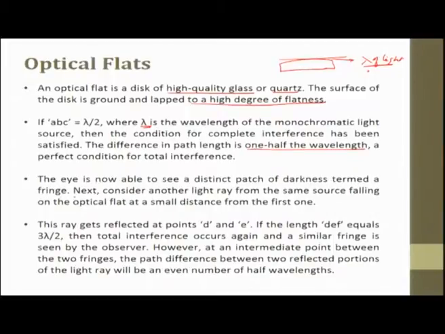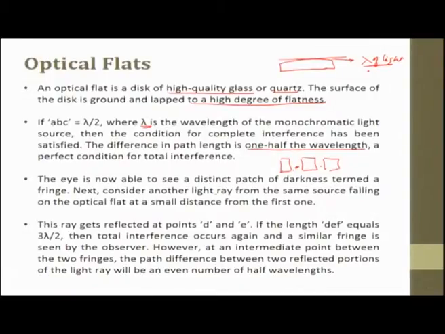a fringe. So, bright fringe, dark fringe, bright fringe, dark fringe, bright fringe, dark fringe. The eye is now able to see a distinct patch of darkness. These dark patches are termed fringes.